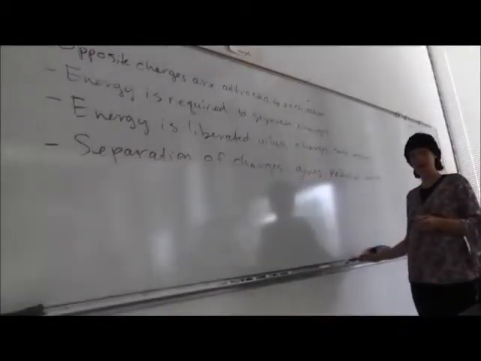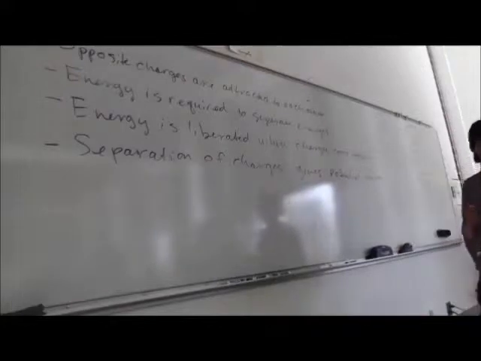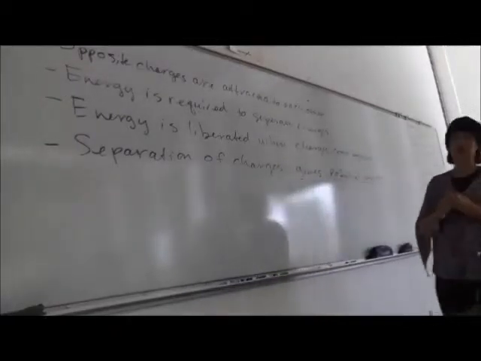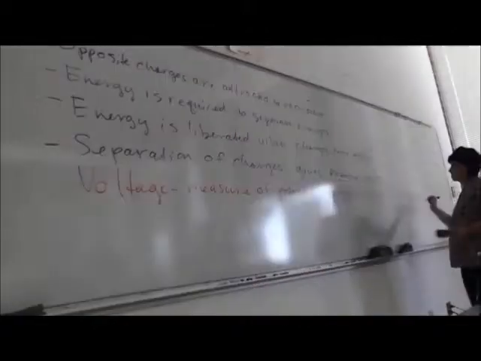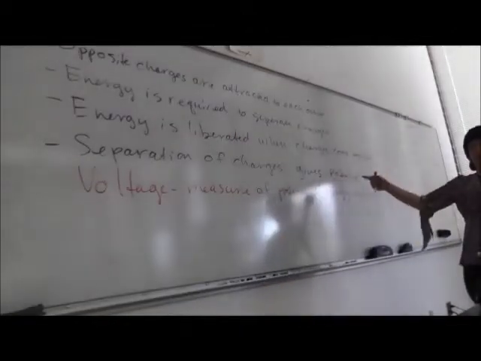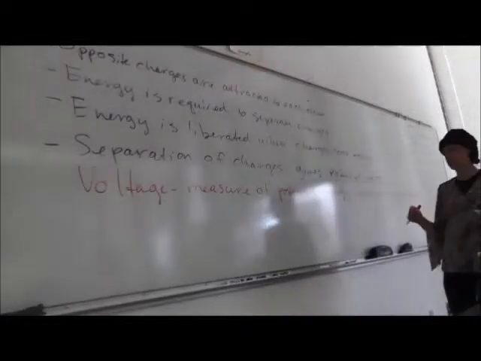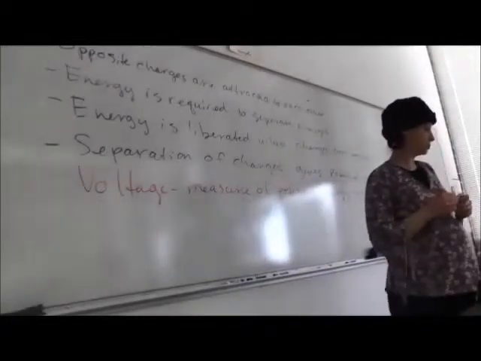Okay, so some definitions to think of when we're thinking about electricity. First, we have what's called voltage, and this is a measure of this potential energy across the membrane. We measure it generally in millivolts. So our voltage is a measure of the potential energy that we have across the membrane, and it's expressed in millivolts.